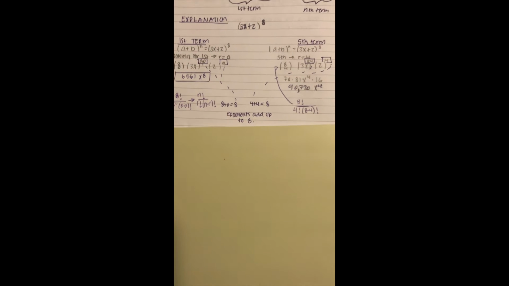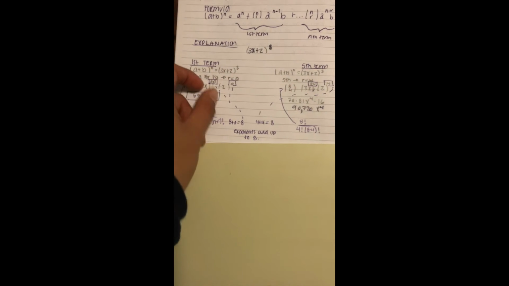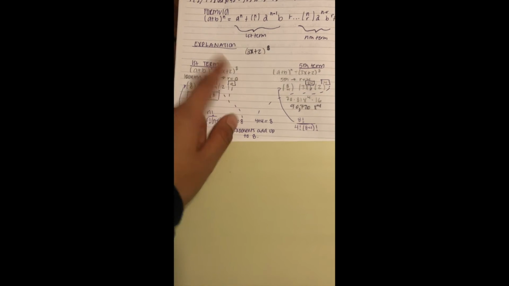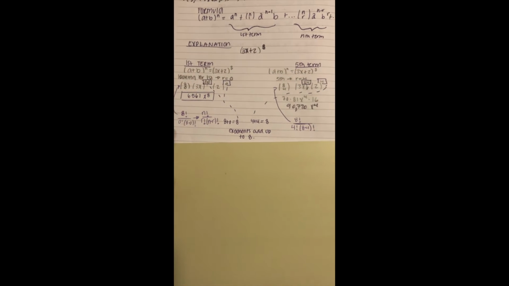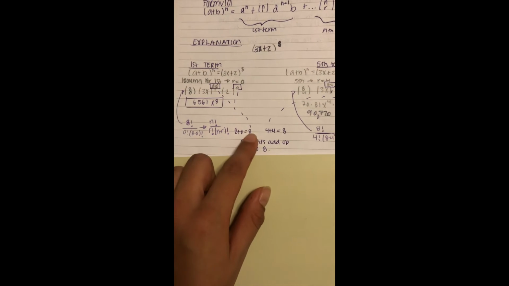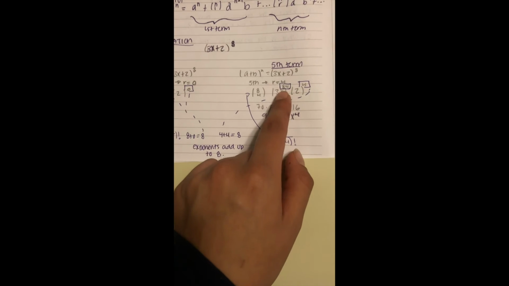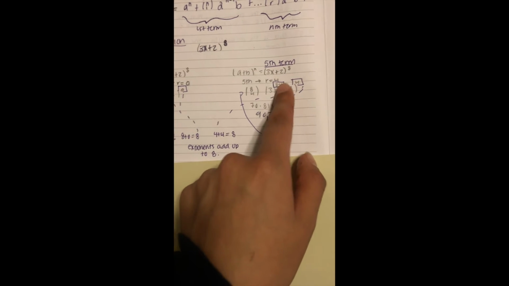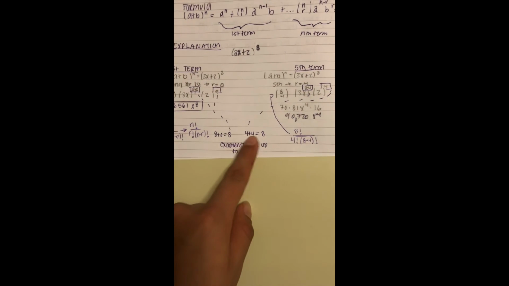An interesting pattern to notice is that the exponents add up to the main exponent up here, the n exponent. Right here, this is 8 and this is 0, so 8 plus 0 is equal to 8. And over here, we have 8 minus 4, which is just 4, and then 4 here, and 4 plus 4 is equal to 8. So the exponents add up to 8.